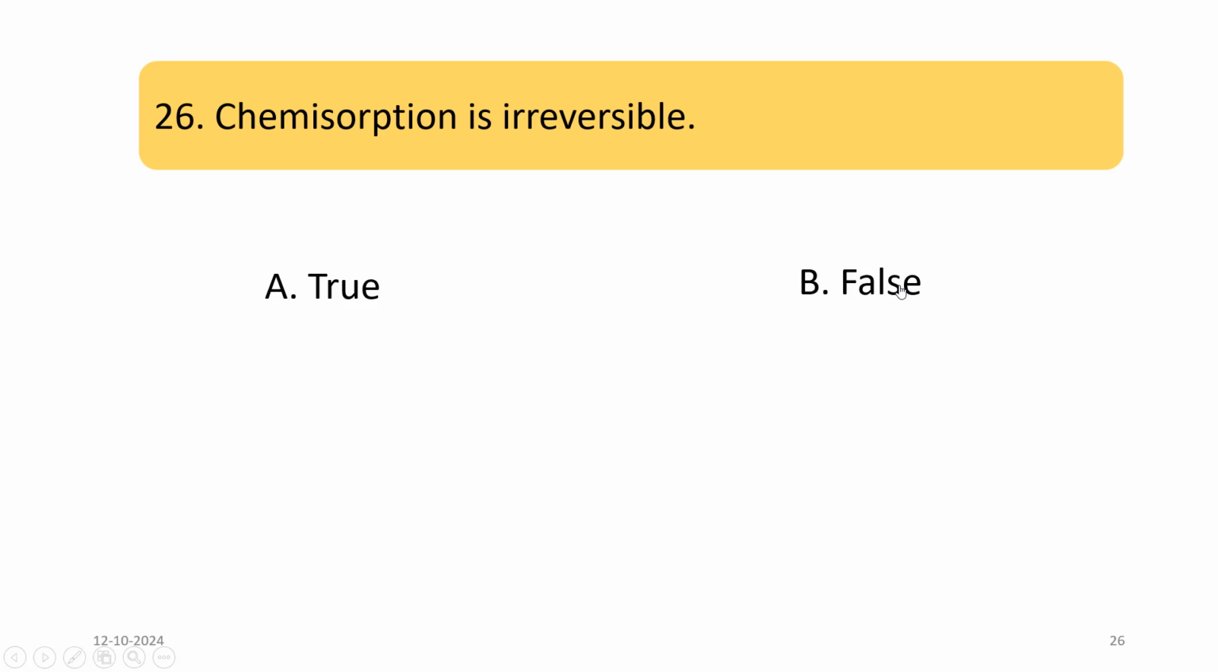The answer is true. You can also understand that once the chemical bond happens between two molecules, then you cannot reverse the phenomenon, right? So chemisorption is irreversible. But physisorption is reversible because they are attached with very weak van der Waals force.